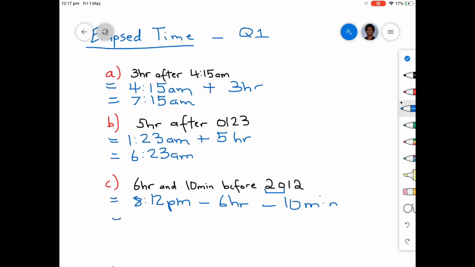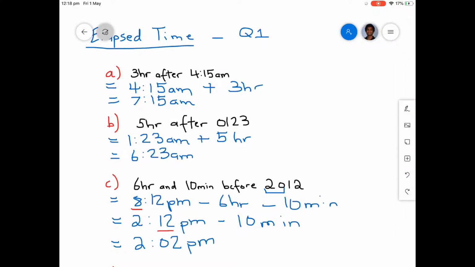means that we need to subtract 6 hours and also subtract 10 minutes. Now, let's take away our hours first. We have 8:12 p.m. take away 6 hours. We're left with 2:12 p.m. minus 10 minutes. And our final step now is just to subtract our 10 minutes from 2:12 p.m. And if we subtract 12 minus 10, we end up with 2:02 p.m.